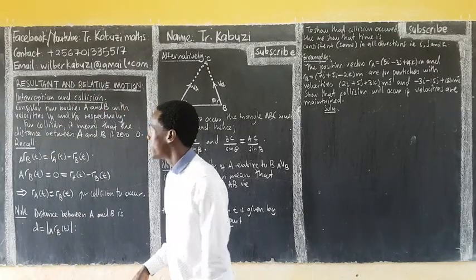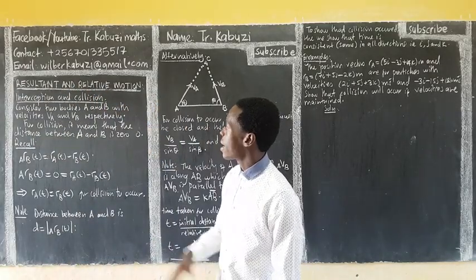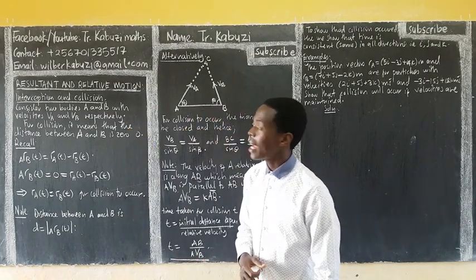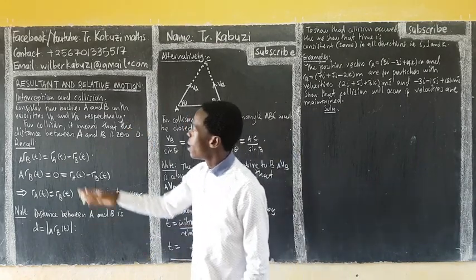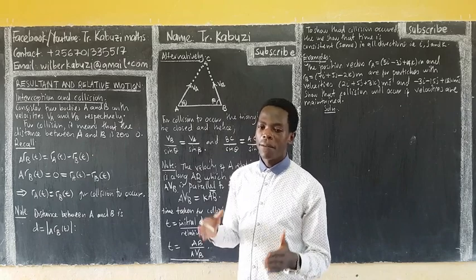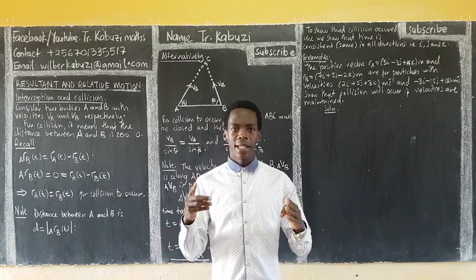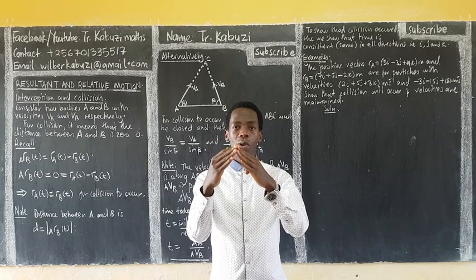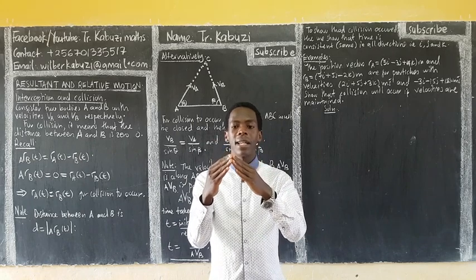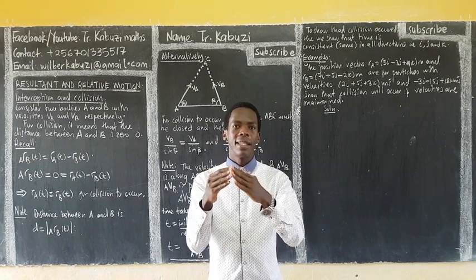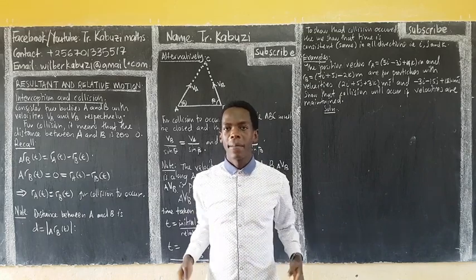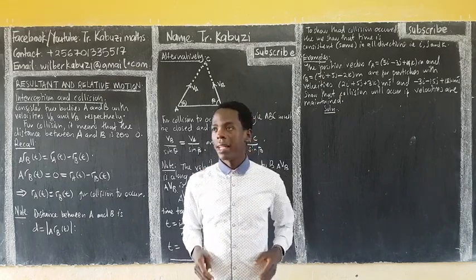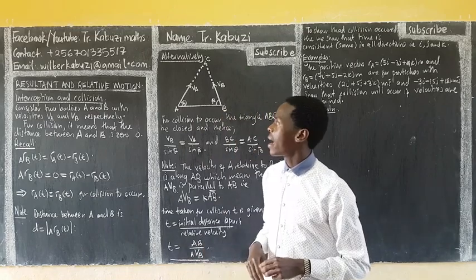Interception and collision is the subtopic we are going to handle under still resultant and relative motion. If these two bodies are moving, this is what we call collision. But it's as simple as that: this body is intercepting this one from moving. That's why we say you either collide or intercept each other.